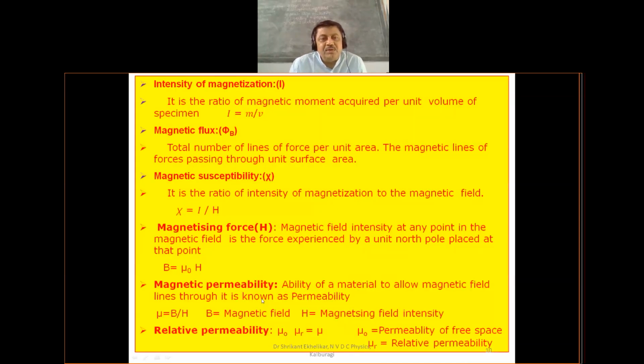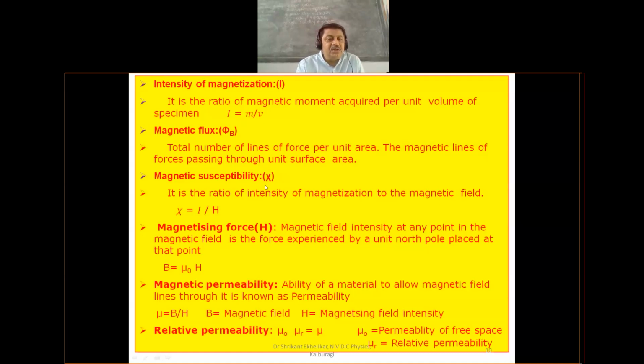Some definitions we'll see which are required, maybe 1 or 2 marks, or sometimes write a note on these terms. You need to define them. First term that we need to understand is intensity of magnetization, I. It is the magnetic moment acquired per unit volume of the specimen. I is equal to m by v. Magnetic flux density, phi b, is the total number of magnetic lines of force passing through unit surface.